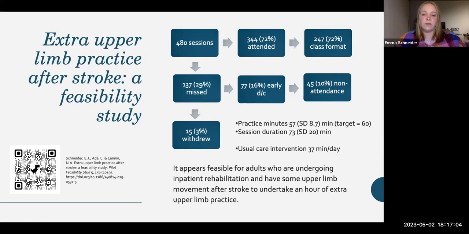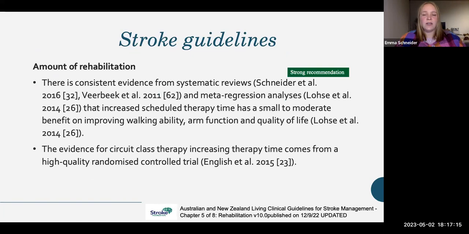Overall, the trial obviously found that it was feasible for people to participate in that extra practice. So we definitely know that people can do more if they're asked to do more. And that's highlighted in the stroke guidelines under the amount of rehabilitation in chapter 5 under rehab. And there is consistent evidence from systematic reviews that increased scheduled therapy time has an effect on improving walking ability, arm function and quality of life.